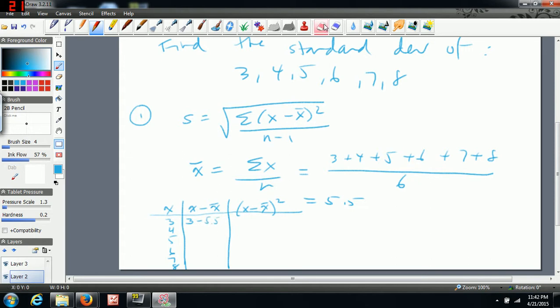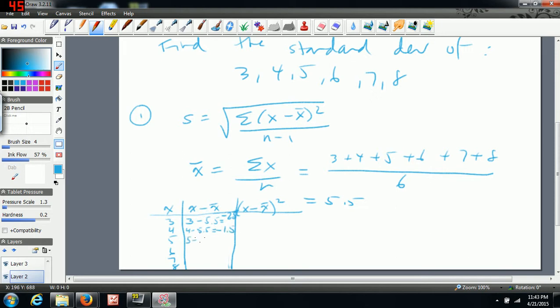And then that would be equal to negative 2.5. It's not really visible there. Okay, so the next one would be 4 minus 5.5, and you're just taking each value here and subtracting your mean. Okay, so that would be negative 1.5.